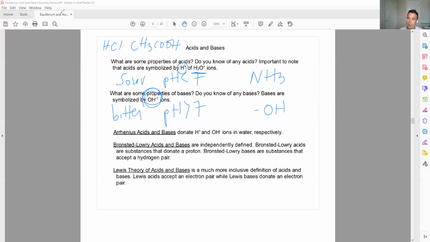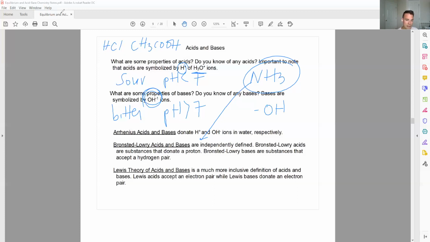The best definition, the most inclusive definition, would be a Bronsted-Lowry acid and base. Bronsted-Lowry acids are substances that donate a proton, and the bases accept a proton. So those definitions will include ammonia. Ammonia is going to be a Bronsted-Lowry base because it can accept a hydrogen and become the ammonium ion, whereas, according to Arrhenius, ammonia is not a base.